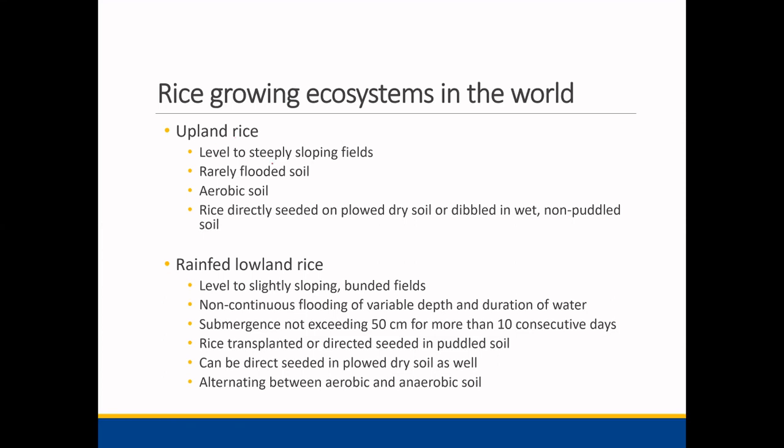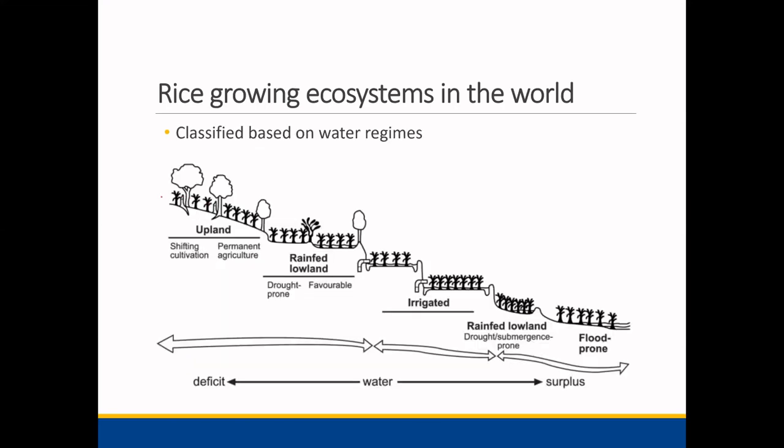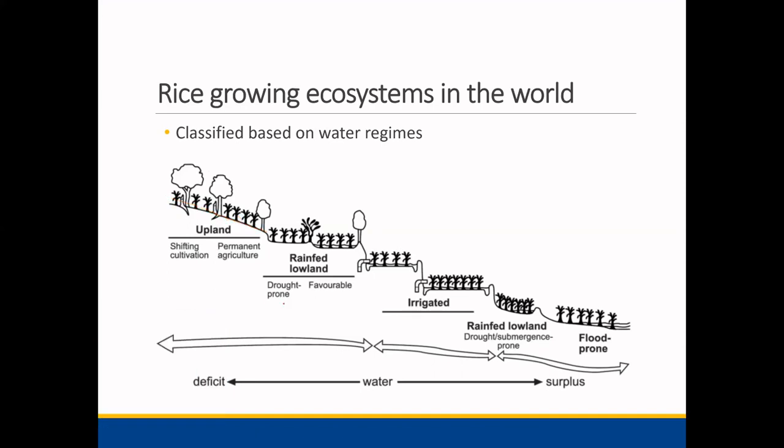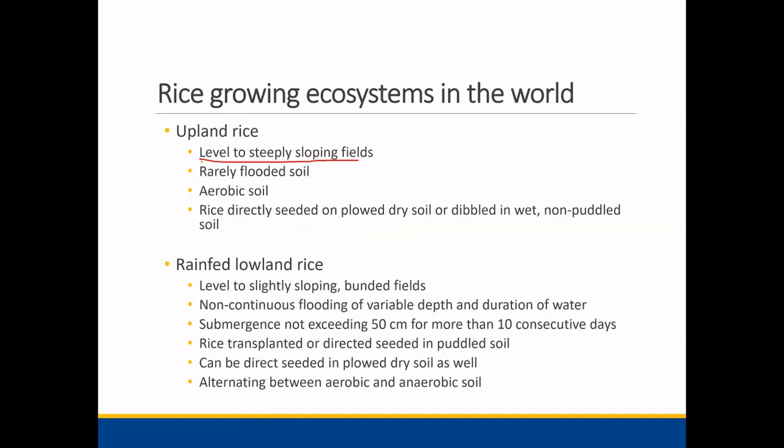That's level to steeply sloping fields. You can see here there's a steep slope, or maybe it can be level land also. So that's the prominent landscape of these upland rice cultivated areas, rarely flooded. Why? Because it's in the high elevation.